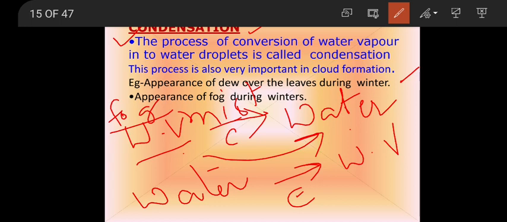These all three types of process take place in nature, which are very much essential for the water cycle that takes place in nature. Okay children, thank you. Have a nice day.